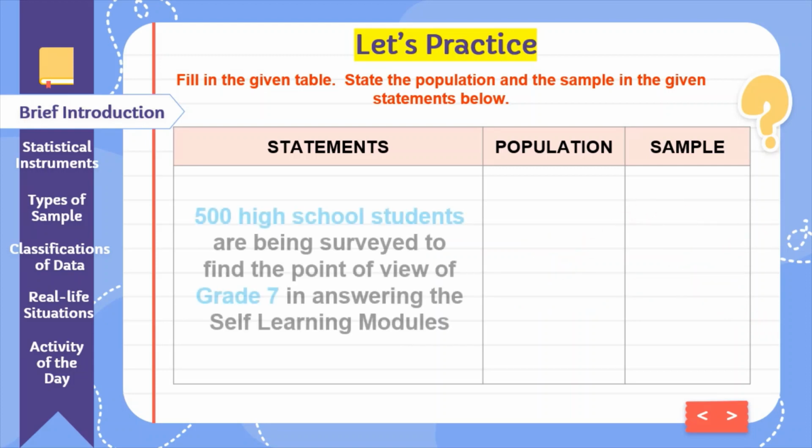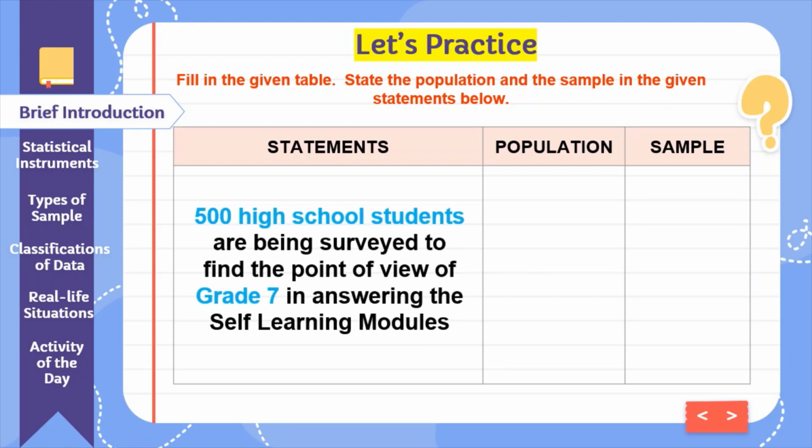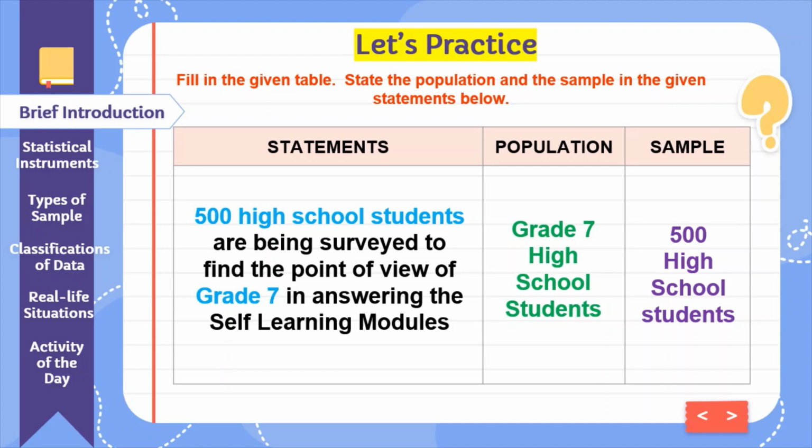Another example po. 500 high school students are being surveyed to find the point of view of grade 7 in answering the self-learning module. So, ibig sabihin, ang population dyan is yung grade 7 high school students. Okay? And then, ang na-survey lang po ay 500 high school students about dun sa self-learning modules. Kung ano bang naging problema sa pagsagot sa self-learning module. So, ang na-survey po, 500. Pero ang kinuhanan nilang population is yung mga grade 7 high school students. So, that is yung population and this is the sample.